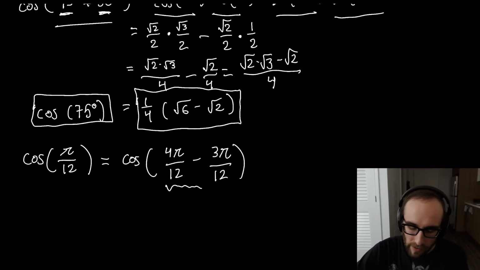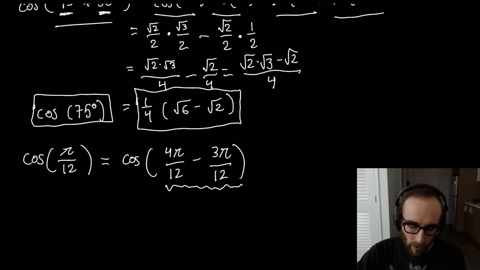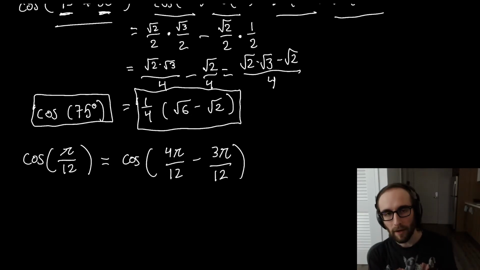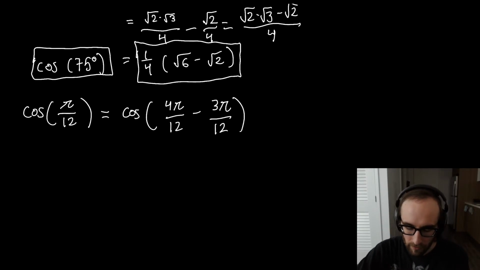In this part, the splitting it up might take you a few moments to think about. So you want to try and think about what angles we know, and how we can combine the angles we know in order to end up with the angle that we're trying to find. So 4 pi over 12 minus 3 pi over 12. So again, we can use our formula that we wrote above.